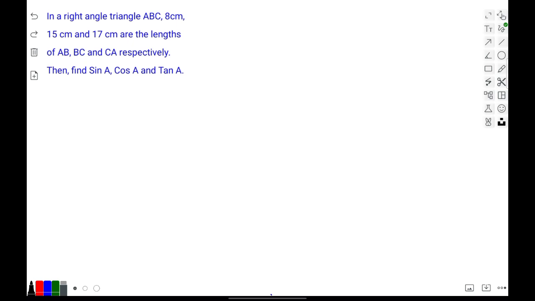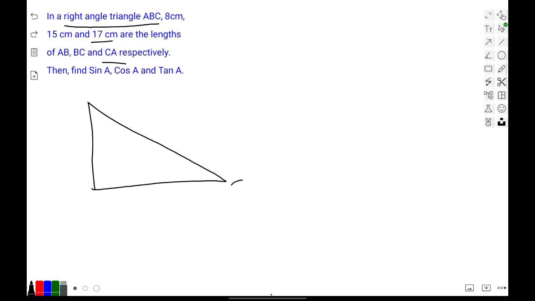They have clearly mentioned that it is a right angle triangle, so let's draw the right angle triangle. They said ABC, but I'm not mentioning the vertices since I don't know which one is the hypotenuse. Here, 17 centimeters is the longest side, that is CA. So write down CA. Whichever vertex is left, that is the right angle, which is 90 degrees. Now CA is 17 centimeters, AB is 8 centimeters and BC is 15 centimeters.